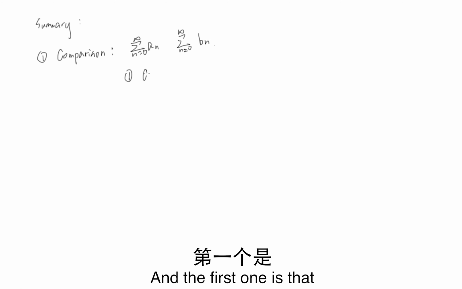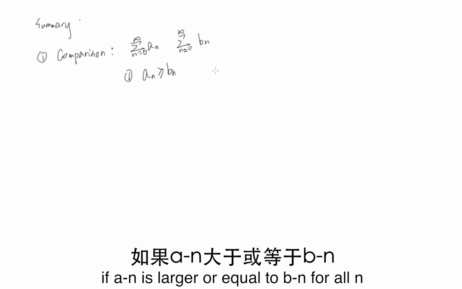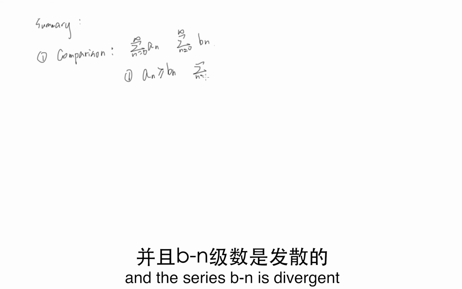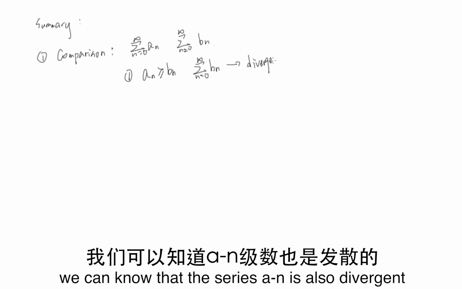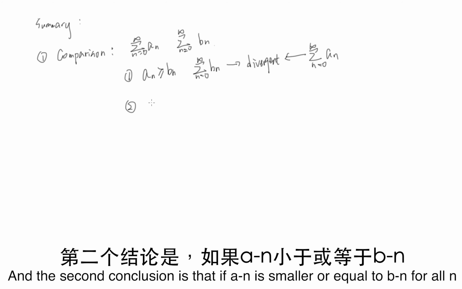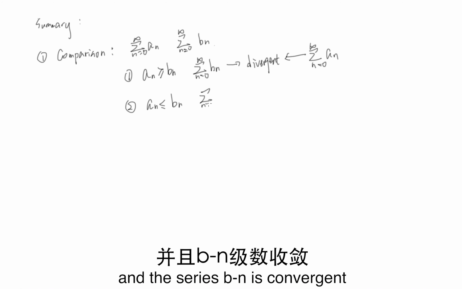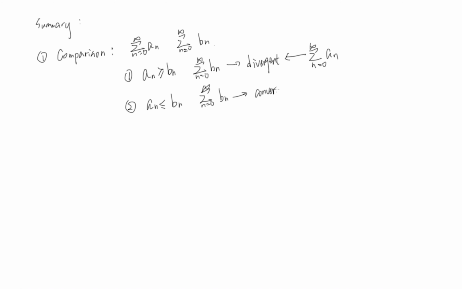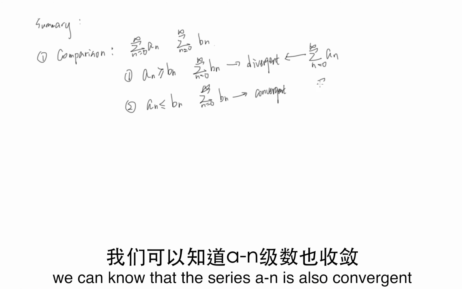The first one is that if an is larger or equal to bn for all n, and the series bn is divergent, we can know that the series an is also divergent. And the second conclusion is that if an is smaller or equal to bn for all n, and the series bn is convergent, we can know that the series an is also convergent.